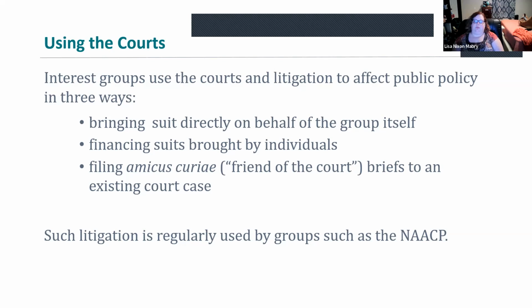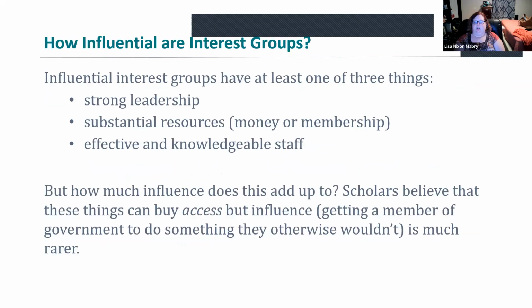So those are groups where, like the NAACP would be an interest group, and they help support the Brown family in that lawsuit, right? So a lot of groups like the NAACP, the ACLU, those sorts of groups regularly use the litigation tactic for their interests.